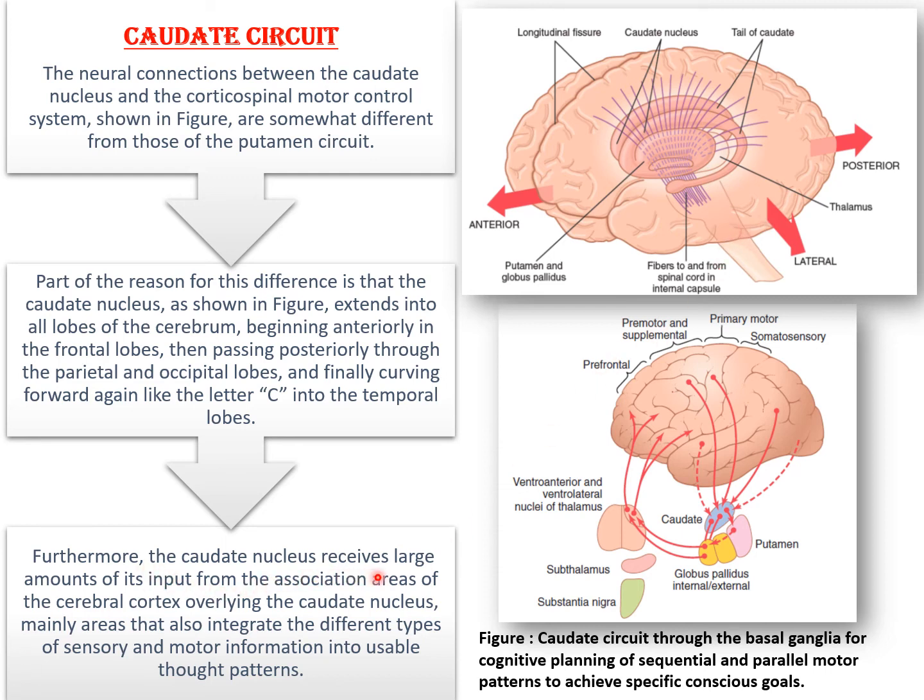Furthermore, the caudate nucleus receives a large amount of its input from the association areas of the cerebral cortex overlying the caudate nucleus, mainly areas that also integrate the different types of sensory and motor information into usable thought patterns. So this is the caudate circuit through the basal ganglia for cognitive planning of sequential and parallel motor patterns to achieve a specific conscious goal.